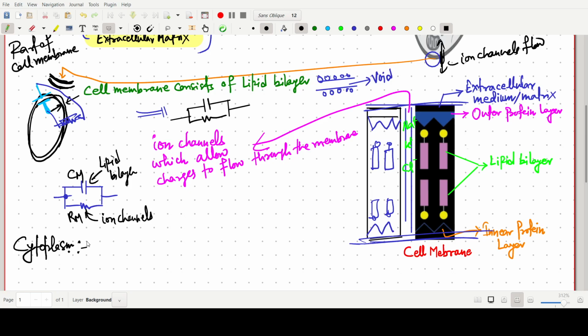So that cytoplasm consists of ions and water.